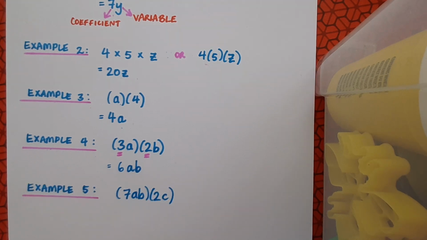So here's example 5, 7ab by 2c. Pause the video here yourself for a moment and see, can you figure out what the answer for this one should be? Well, just like in the last example, I should take my coefficients, which are 7 and 2, and multiply those together, which gives me 14, and then I just run the variables on the end. So my answer is 14abc.